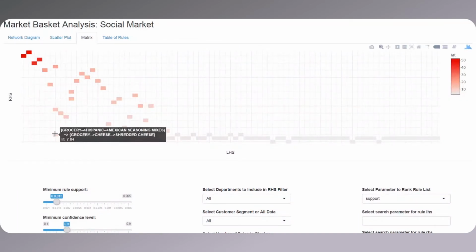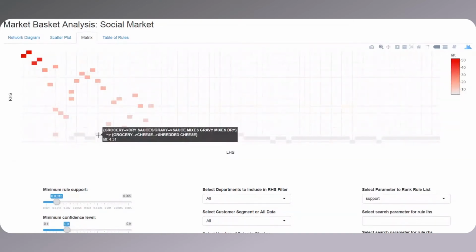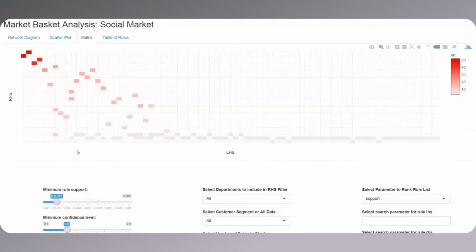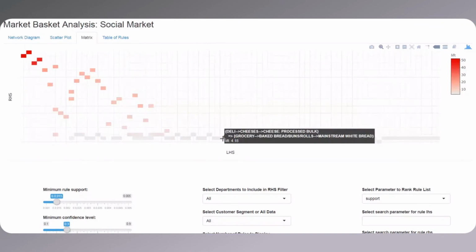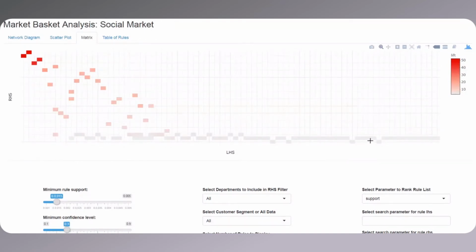And we can see that we have a couple of items that repeat again and again on the horizontal axis. So first we have shredded cheese. Mexican seasoning mixes predict purchase of shredded cheese, but it's also predicted by canned tomatoes, canned kidney or pinto beans, gravy, and it goes on from there. And in the row below, we see white bread on the right-hand side. So mainstream white bread is predicted by natural bulk cheese, canned corn, green beans, and many, many items that repeat all the way along the horizontal axis.